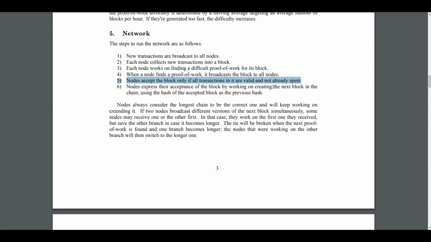Mm-hmm. It's specifically saying, are the transactions valid and are they not already spent? So everyone goes, well, you can't do that. You can't do this. It's like, that was from the beginning how this was really supposed to work. That you're not going to accept the block unless everything in it is valid. Now the word valid. Keep going. I was just going to say the word valid is very interesting.